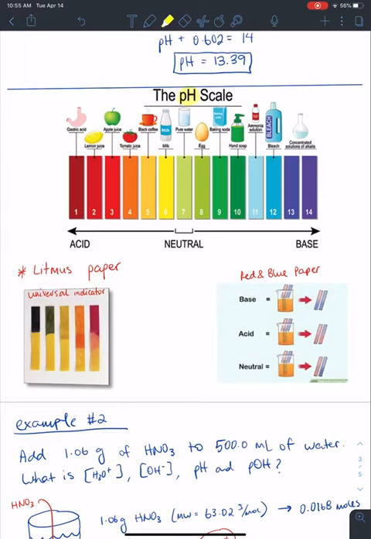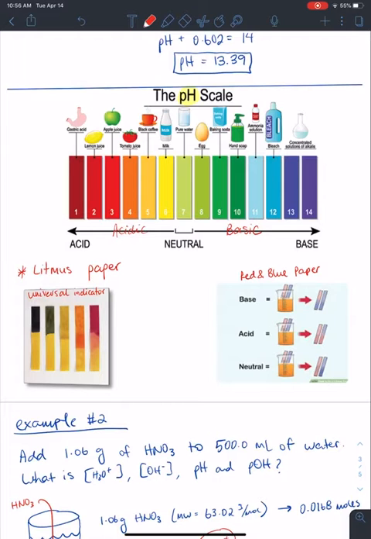But these numbers correspond to things. So from 7 to 1, that's what we consider acidic. From 7 to 14, that's what we consider basic. The further you move towards 1, the more acidic it becomes. The further you move towards 14, the less acidic it becomes and the more basic it becomes. You'll see that they gave examples of things that have different acidities.